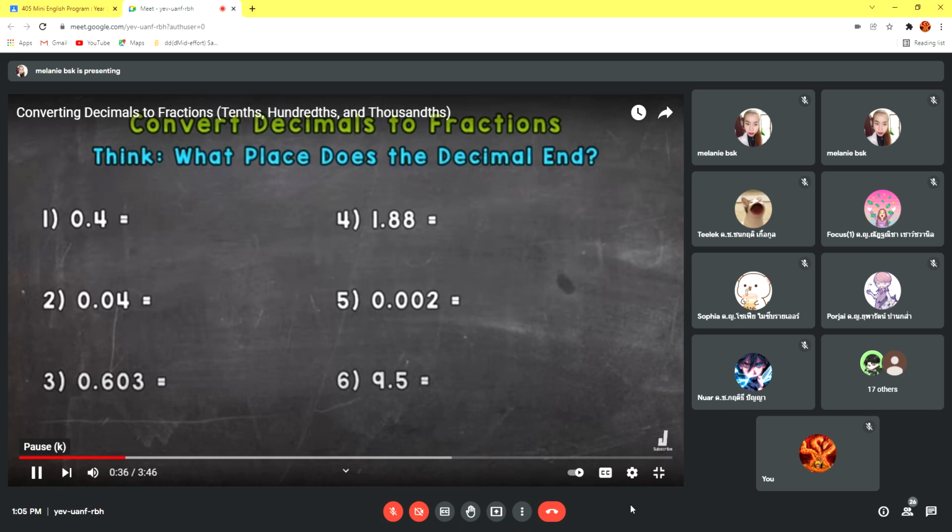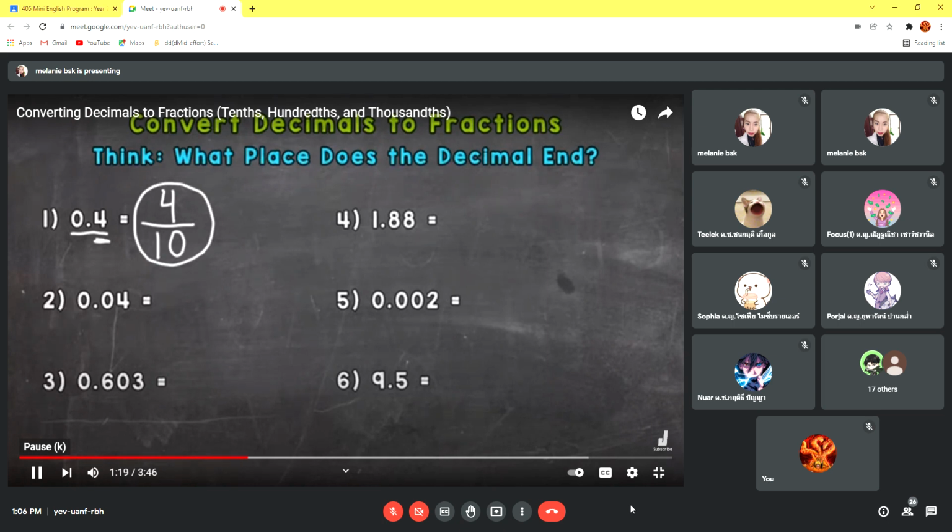Let's jump right into number 1, where we have 4 tenths. That decimal ends in the tenths place, so that's going to be the denominator for our fraction. Again, wherever the decimal ends, that's going to be your denominator. Then we look at what number is behind the decimal, and we have a 4. So that's our numerator. So 4 tenths as a decimal and 4/10 as a fraction are equivalent, they hold the same value. One's a decimal, one's a fraction though.